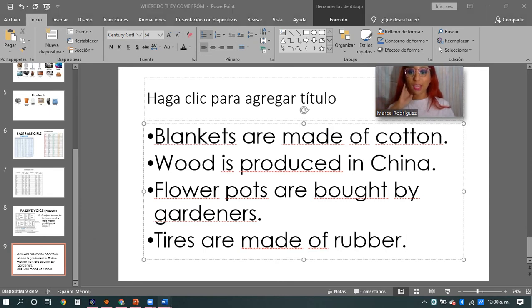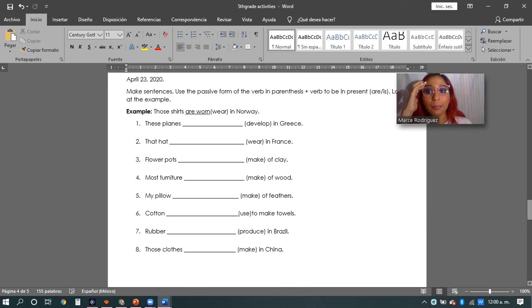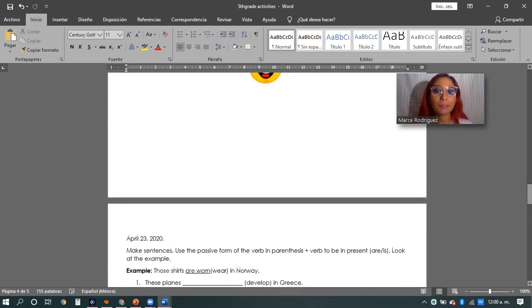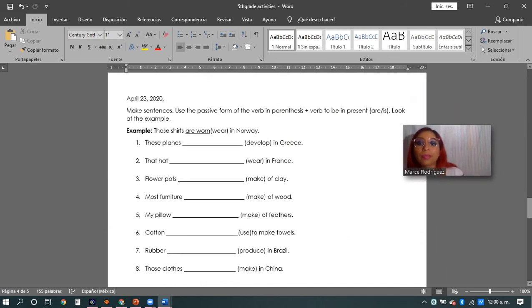Now, we are going to check the exercise that we have for today because this video is going to be so long. April 23rd, 2020. The instruction says, make sentences. Use the passive form of the verb in parentheses. Verb to be in present, are, is. Look at the example. Those shirts are worn in Norway. Number one. We are going to do number one together.